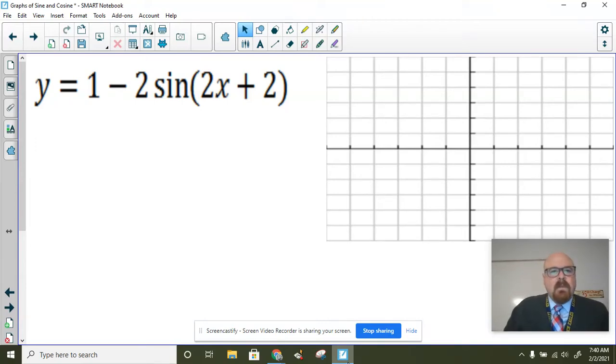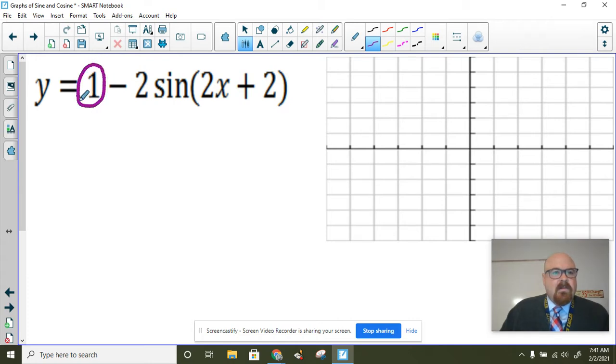Okay, let's take a look at one of these transformed sine waves and identify all of the physical traits that we can from here. Okay, let's start on the outside with this one. So first, notice the floating constant here. Floating meaning it's not attached to anything.